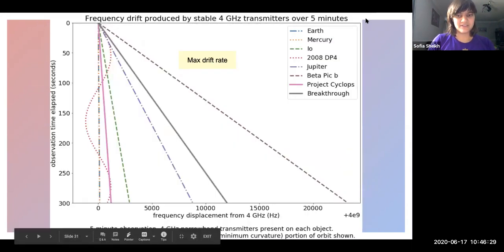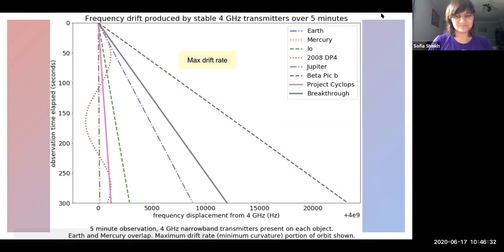And just to illustrate this and hammer in that point that the linearity only works so far, this is a plot that's like a simplified waterfall plot. So frequency displacement, how much it has drifted, on the bottom, and observation time on the top. The observation starts at 0 and goes for 5 minutes, which is typical for Breakthrough Listen. And the gray line here is the Breakthrough Listen maximum slope that we use.